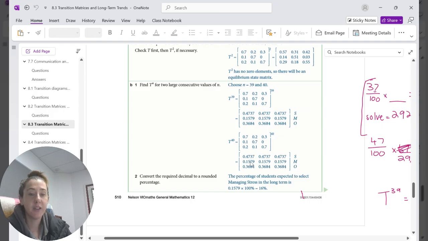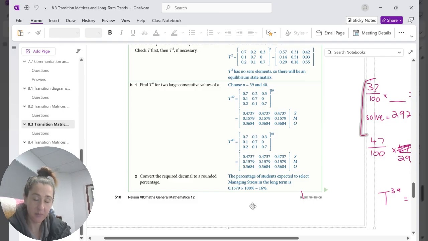So we take that value, multiply it by 100, and take it from its decimal format to a percentage, which is 16%. So we're not adding that row or anything like that. Can you see that each value in the row is the same across? So 16% in the long term are going to select managing stress.